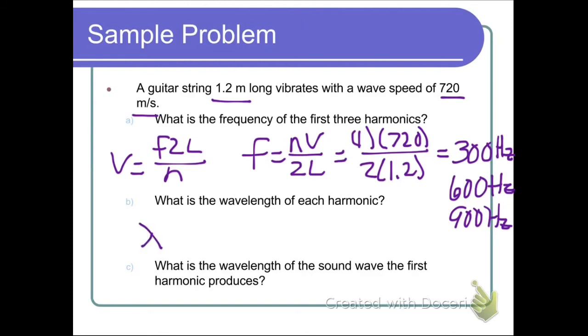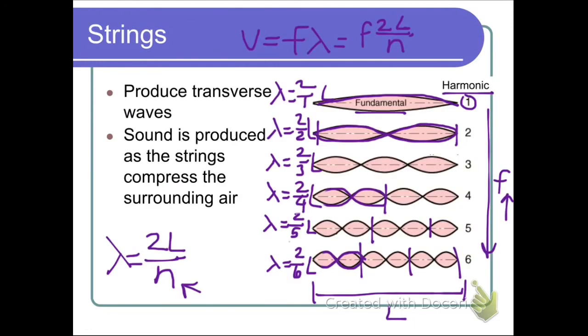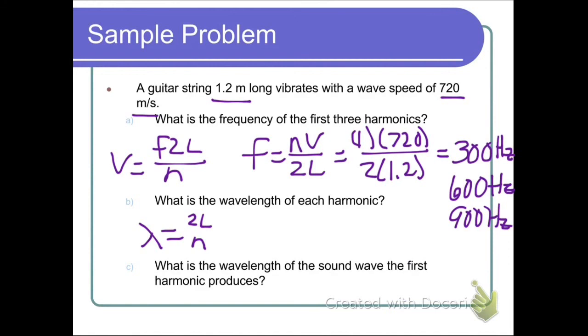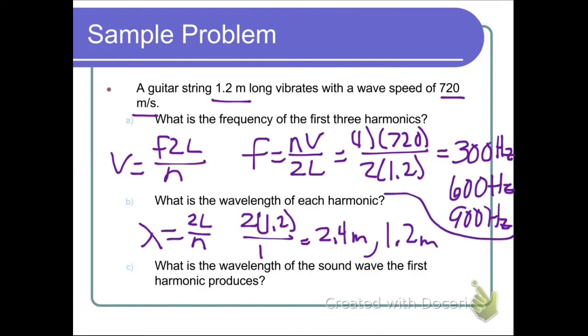We got on the previous one that the wavelength is equal to what? I'm going to make sure I get this one right. 2L over n. So if we wanted to do the first, the wavelength would be equal to 2 multiplied by 1.2 divided by 1. So that would just be 2.4 meters. Okay, what would be the next one? Well, it would be 2 times 1.2 divided by 2. So that just gives me 1.2 meters, so it's half. And then what about the next one? Well, it would be 2 times 1.2 divided by 3. And I don't know that off the top of my head because I'm too tired. So that gives me 0.8 meters.